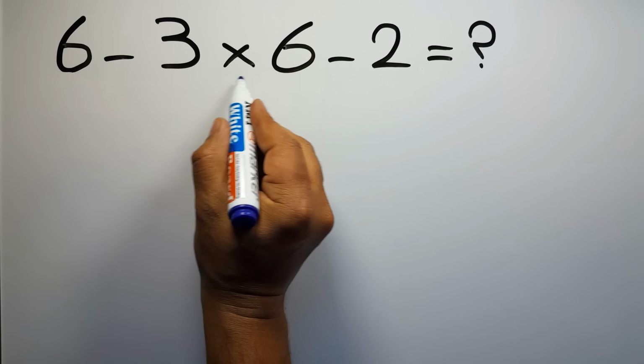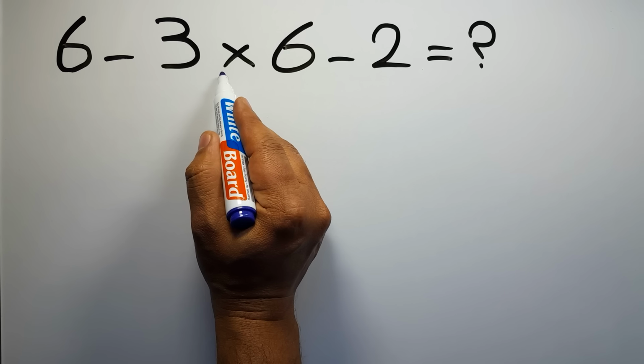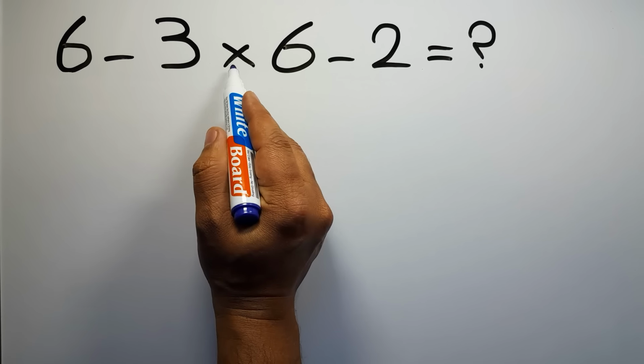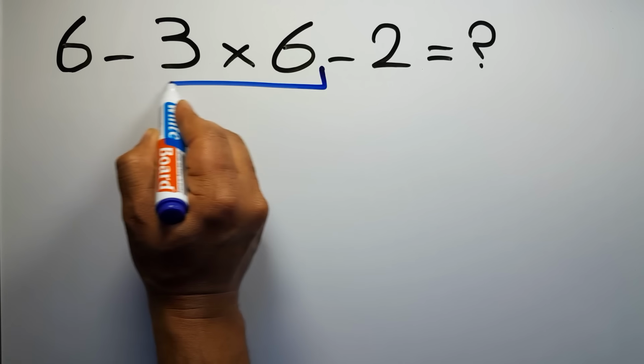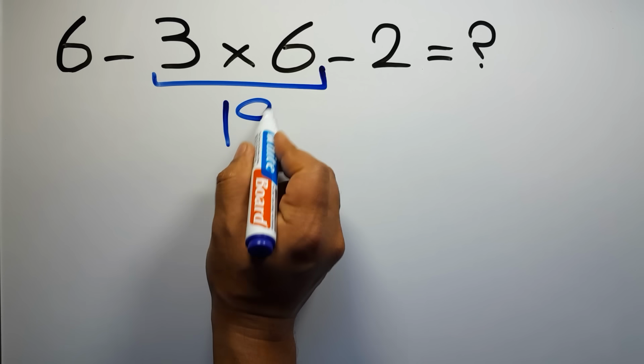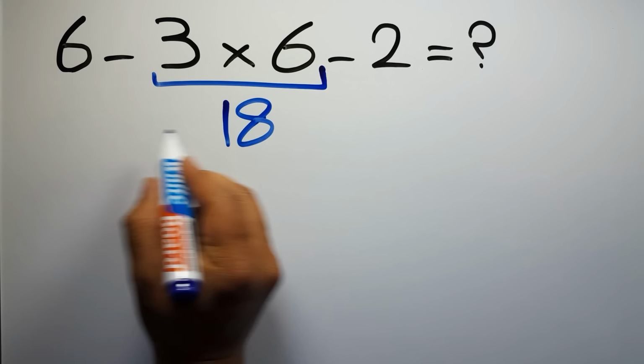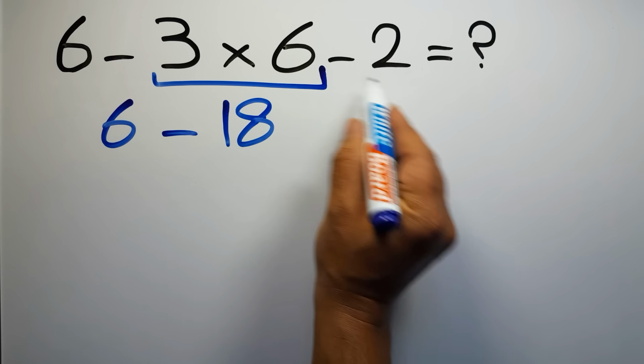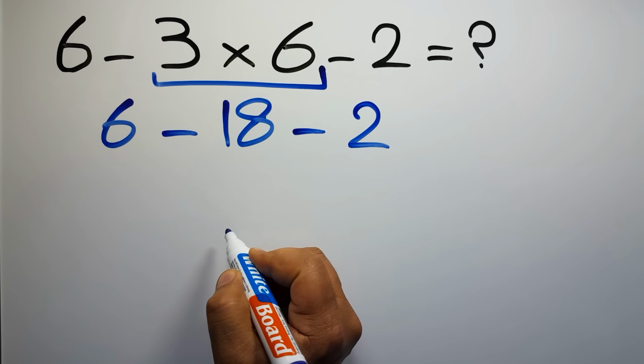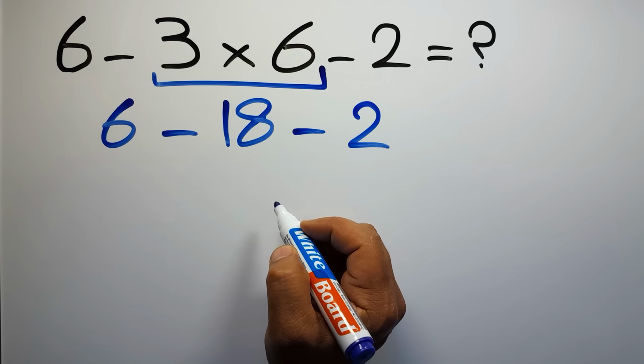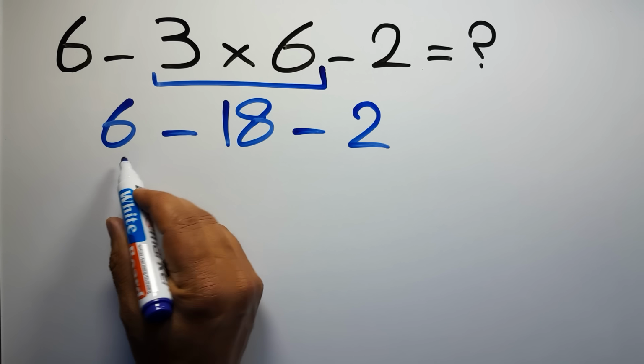So first we have to do this multiplication. 3 times 6 gives us 18. So 6 minus 18, then minus 2. Now we have two subtractions, and we have to work from left to right.